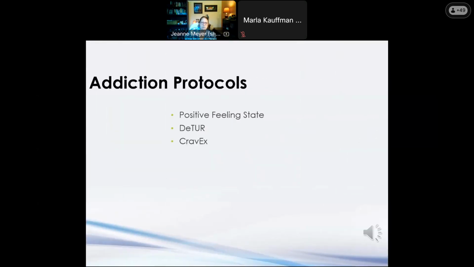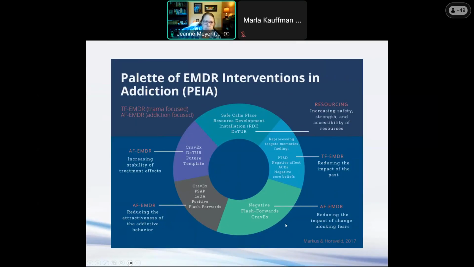So this is the palette, and Marla sent that PDF to you, so hopefully that'll be available. This takes some study, which we don't have time for, but the different protocols can address different things that are going on with the client. So she has broken this down into trauma-focused EMDR and addiction-focused EMDR. I'm not going to go into that much.